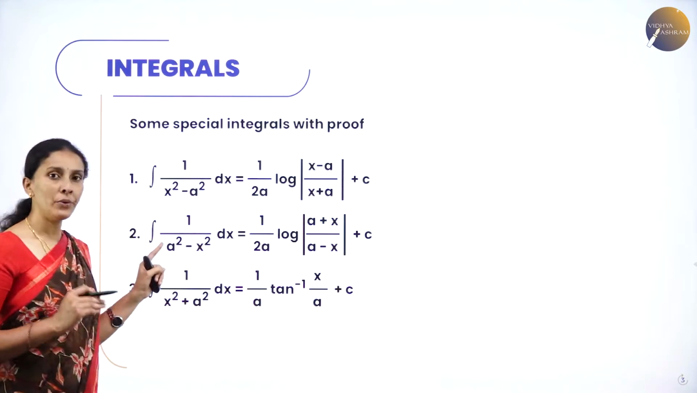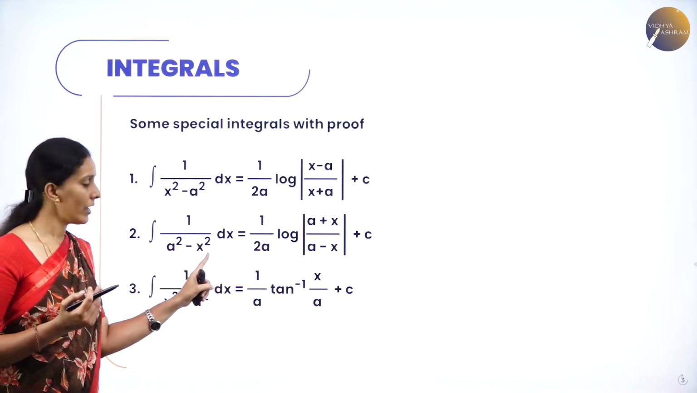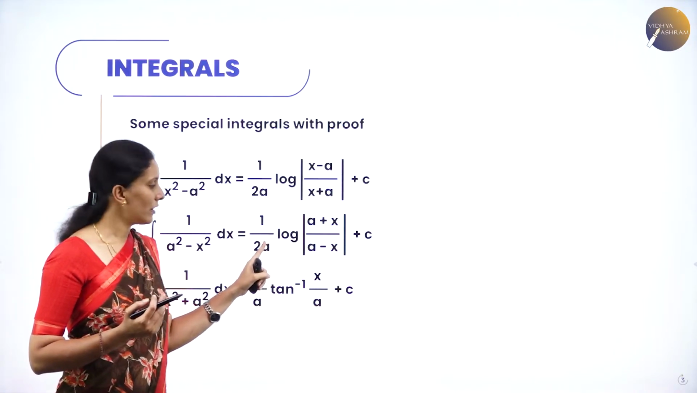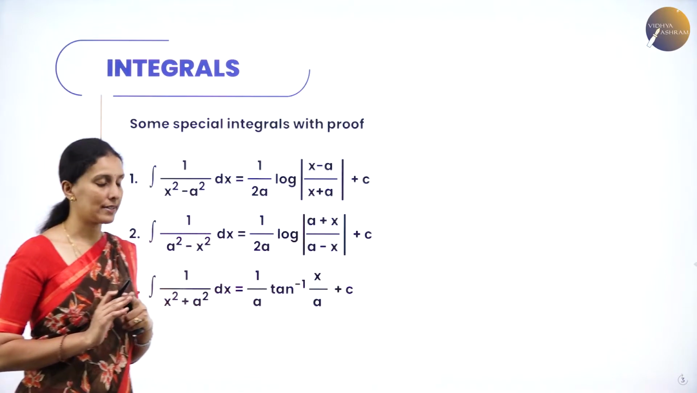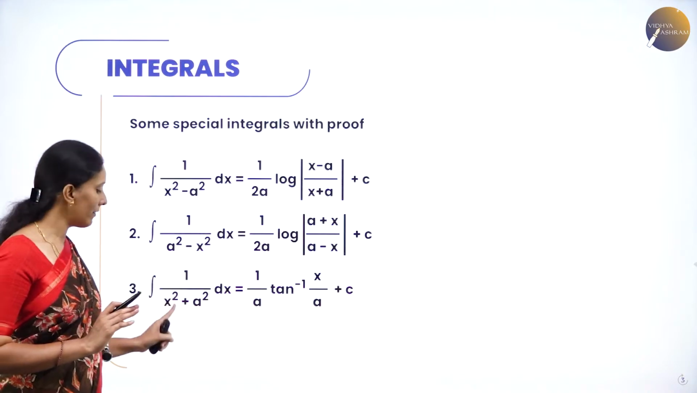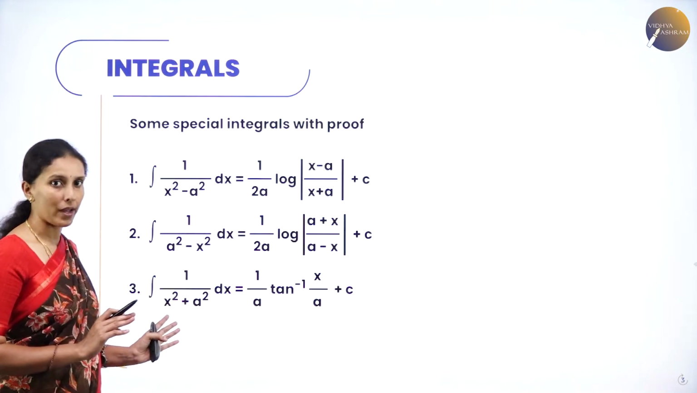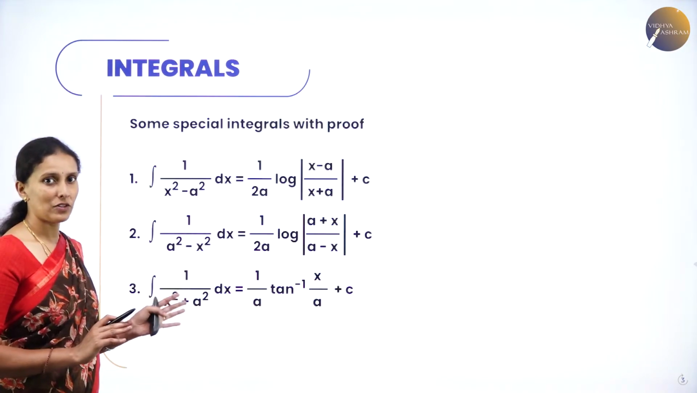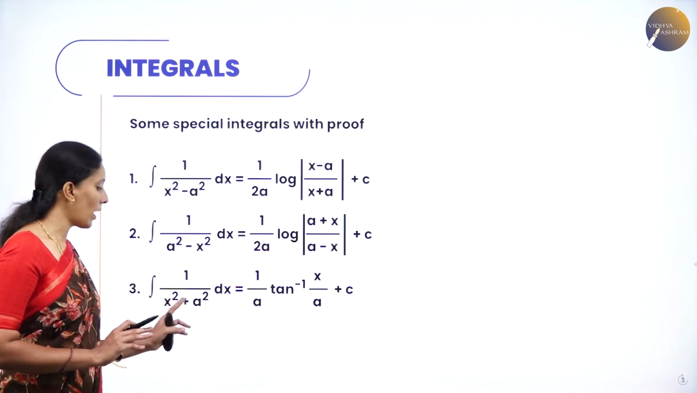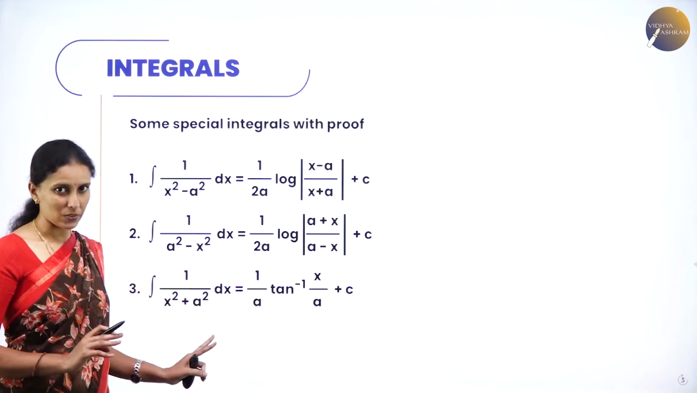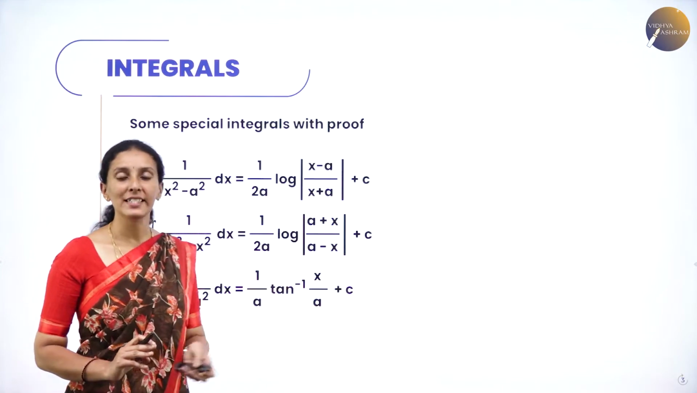Similarly, when you can express the denominator in the form of a square minus x square, you can write the integral in the form of 1 divided by 2a log of a plus x by a minus x. Similarly, again 1 divided by x square plus a square, sometimes you can also take it in the form of a square plus x square. Since both are positive quantities, nothing changes here. So if you can express any quadratic equation in the form of x square plus a square or a square plus x square, then you can write this in the form of 1 over a tan inverse x divided by a.